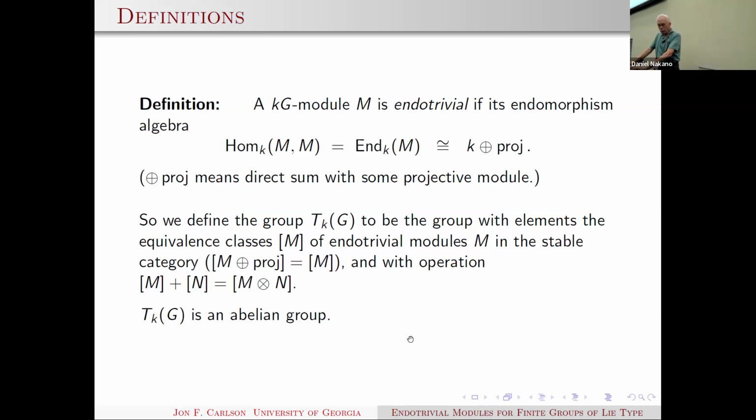So we get a group out of these endotrivial modules, and it's a nice abelian group because you can switch the tensor product. It's been proved that it's finitely generated. That actually comes out of classification theorems, but there's also an independent proof by Puig. And so as I say, you've got this nice abelian group.